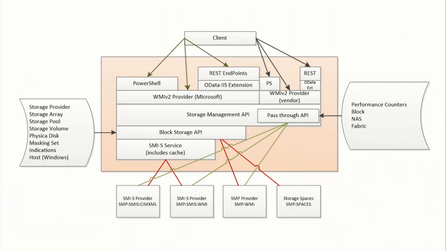There's another piece of the API called pass-through. It's exposed in PowerShell and in WMI, and it essentially gives you a way of accessing the underlying provider for features that are not natively supported by the storage management API. So for example, let's say SMAPI supports functions 1 through 10. There's more, but for argument's sake, 10 functions. This particular provider supports functions 11, 12, and 13.